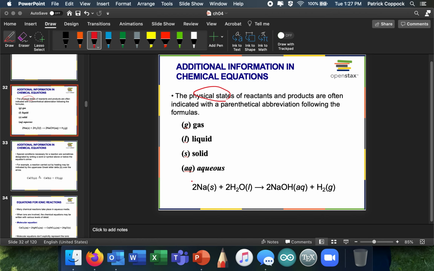For example, if I've got sodium mixed with water, I'm going to make sodium hydroxide and hydrogen gas. But this is solid sodium, this is liquid water, this is aqueous because it's dissolved in water. Too many arrows here, don't I? Okay, solid, liquid, dissolved in water, we're going to say aqueous, and a gas, which is bubbling off. So we need to appreciate that these are there, and oftentimes they're required, so watch out for them.